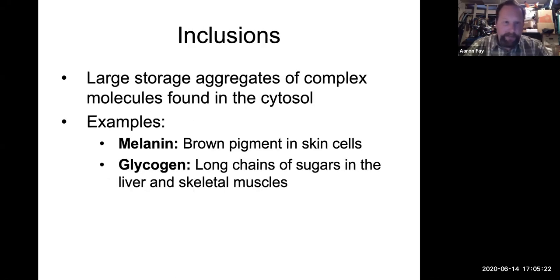Now, inclusions, these are just areas where large amounts of material are tightly packed together to form an aggregate. Two good examples of these are melanin, which is the pigment in our skin that gives our skin color, or the primary pigment that gives us color. So you can find melanin in inclusions, or glycogen. Glycogen is a polysaccharide that animal cells use to store energy.